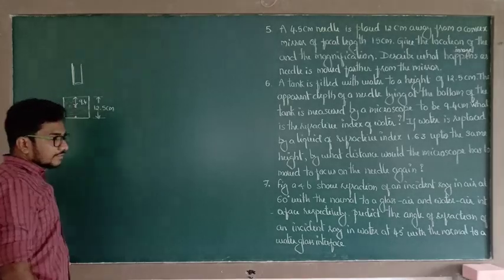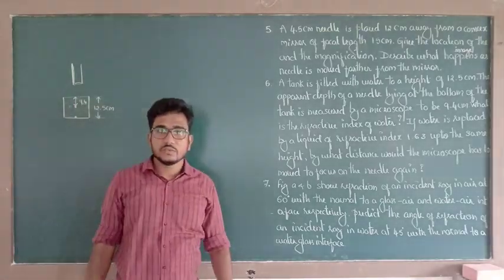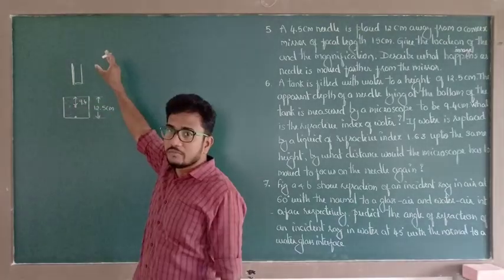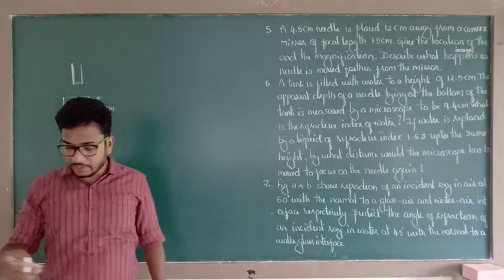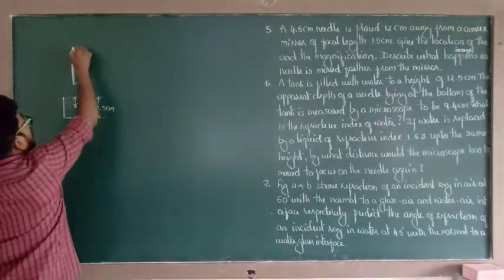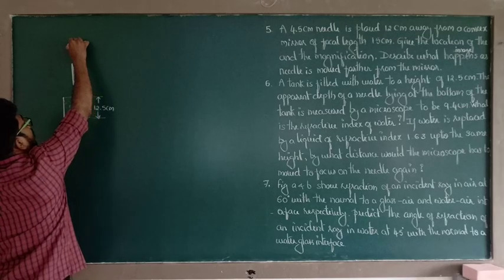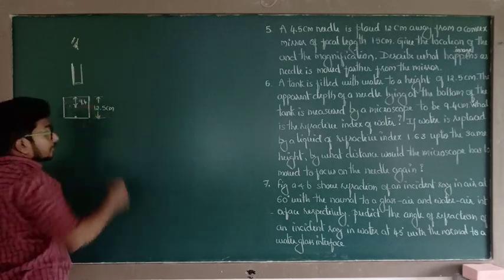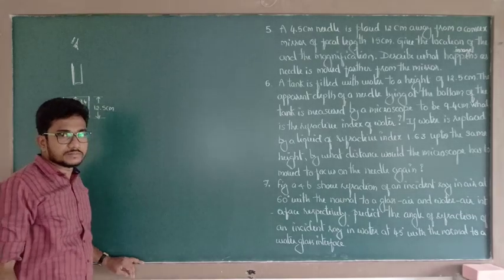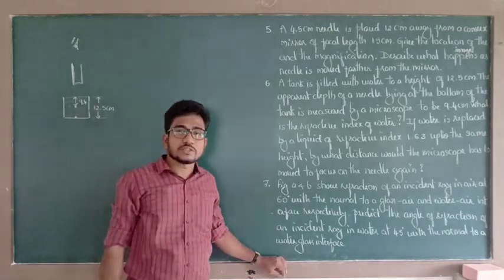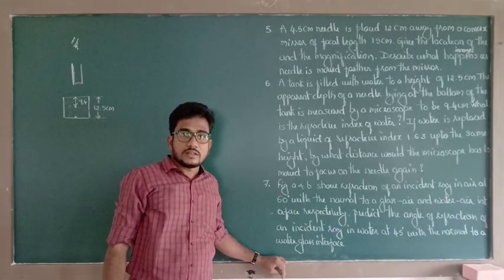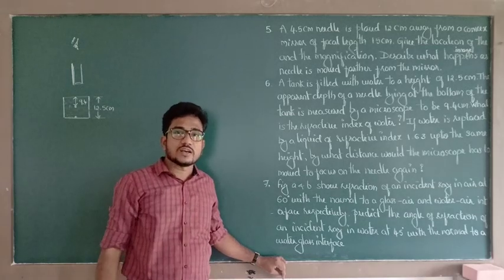So in case of normal shift, the observer is in a rarer medium and the object is in a denser medium. There is an apparent shift in the position of the object that takes place towards the observer.